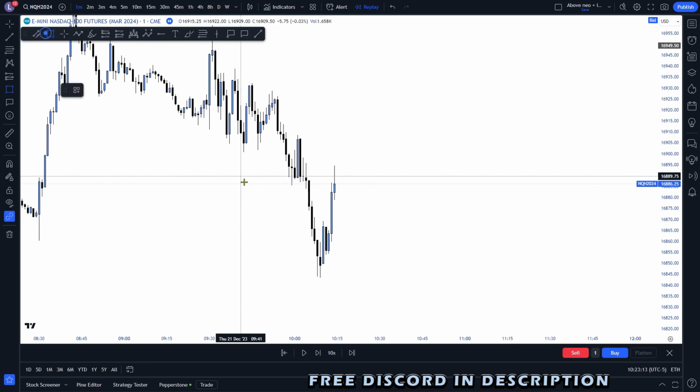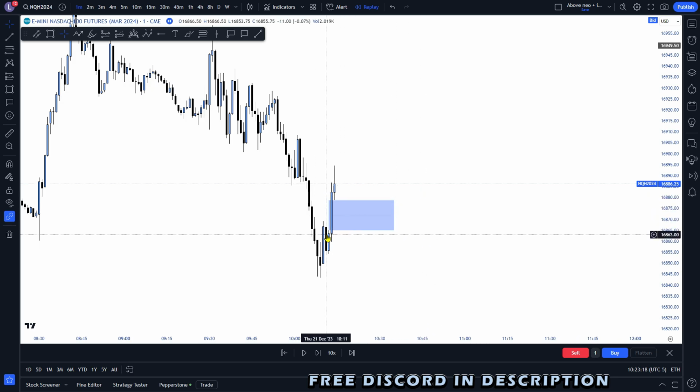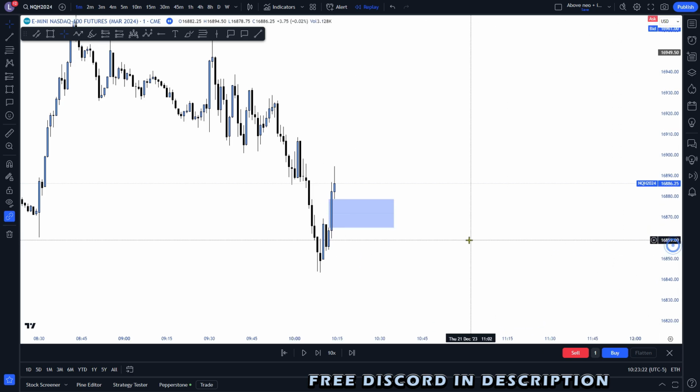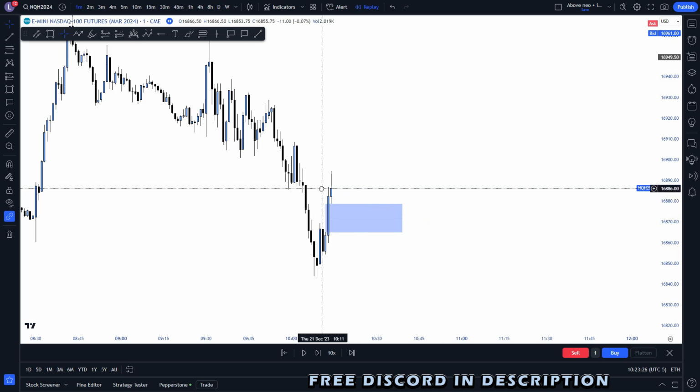bullet setup being played out right here. We have our displacement with a fair value gap being created at 10:11 in the market. Therefore, this is our silver bullet macro. We get our fair value gap, we get our displacement. If you're unsure what the silver bullet trade is, then just go to one of my previous videos.